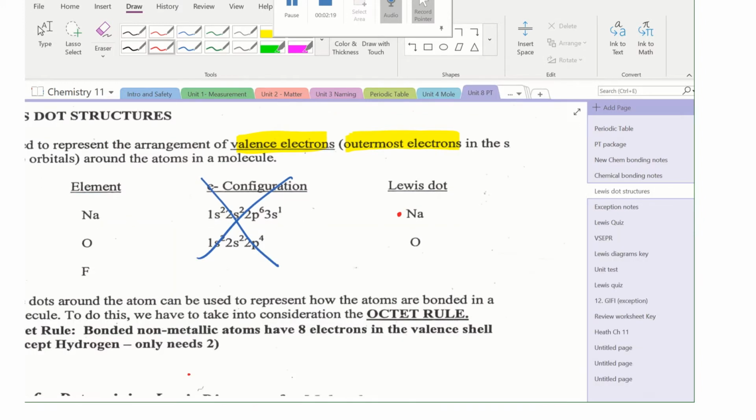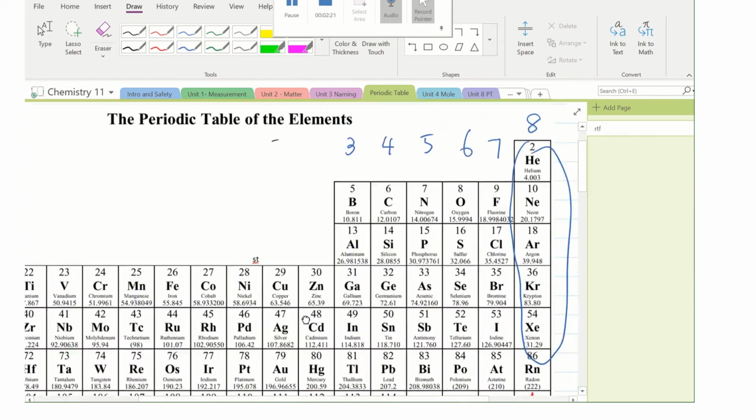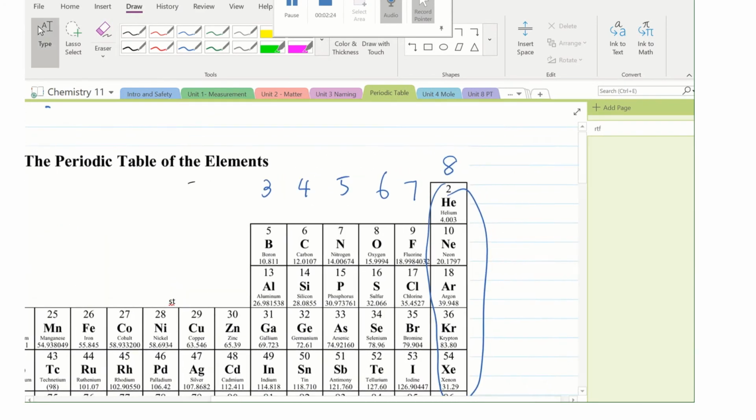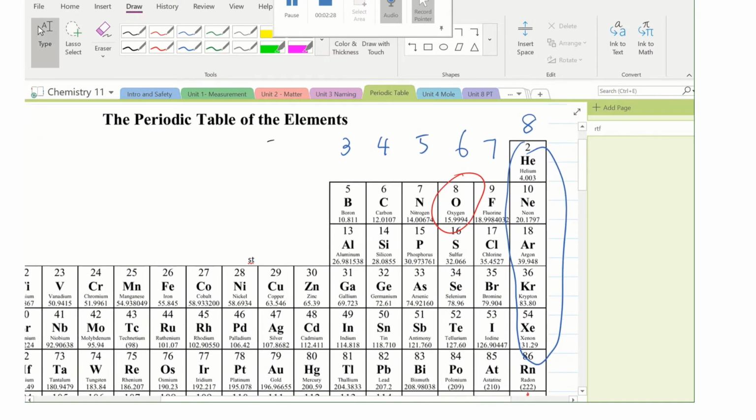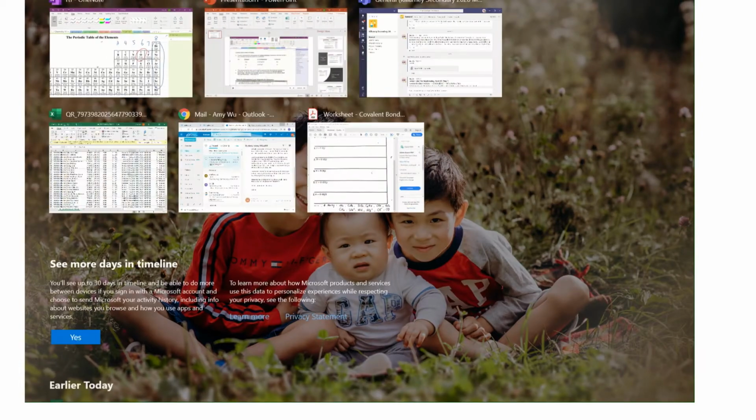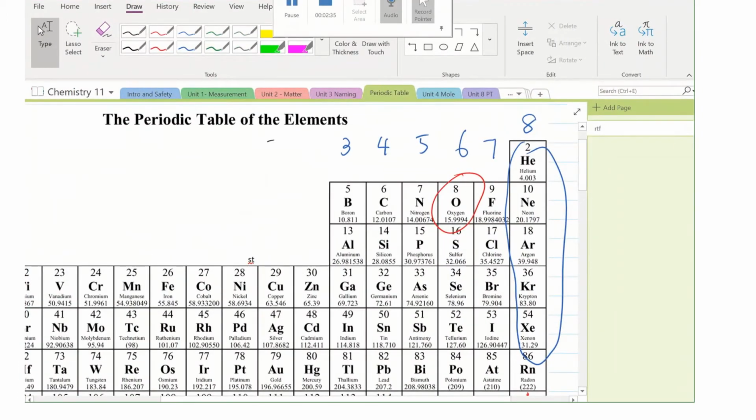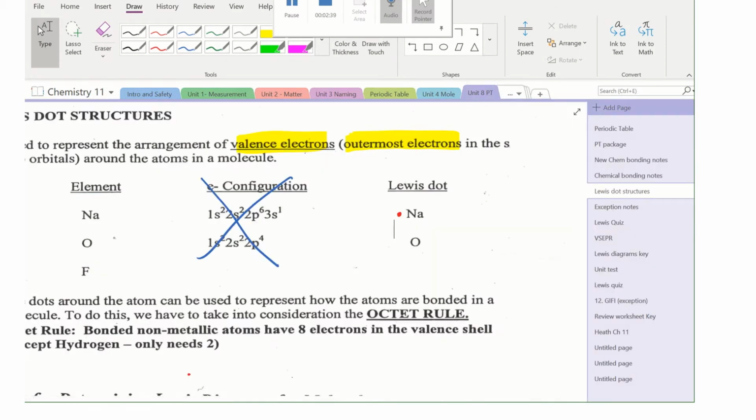Now for oxygen, go back to your periodic table: 1, 2, 3, 4, 5, 6. Oxygen has 6 valence electrons, just 2 short of being a noble gas, and therefore it likes to gain a charge of -2. So you draw 6 dots. Usually I draw them in pairs like this. Six dots, and the pairs can be anywhere.